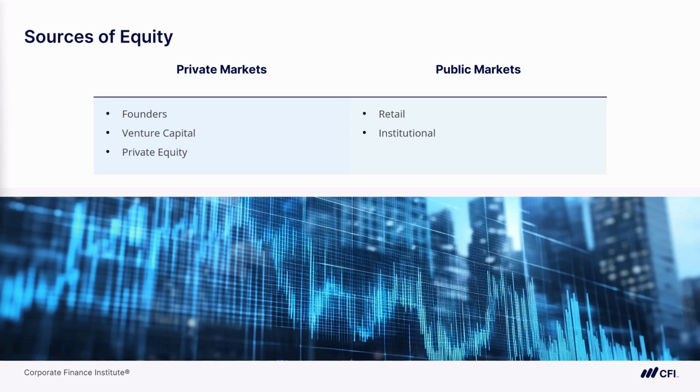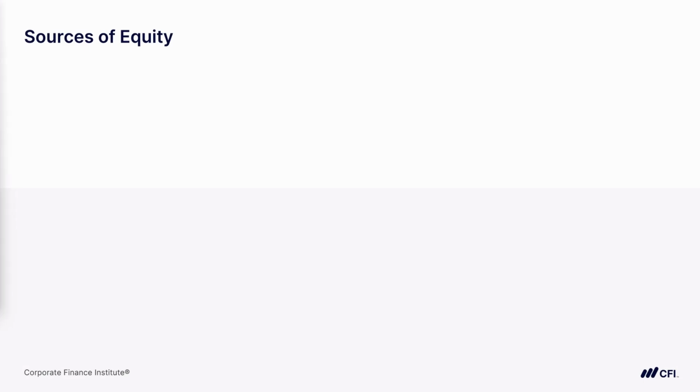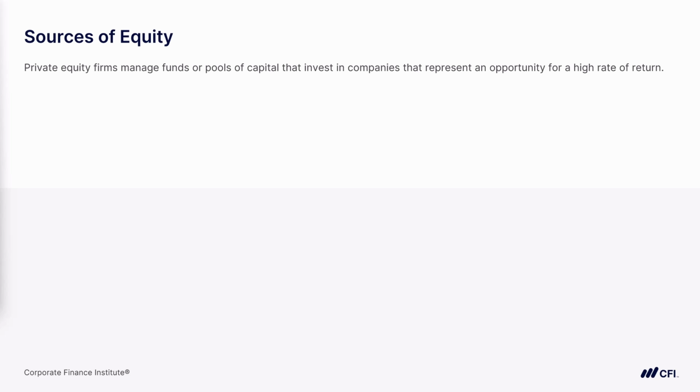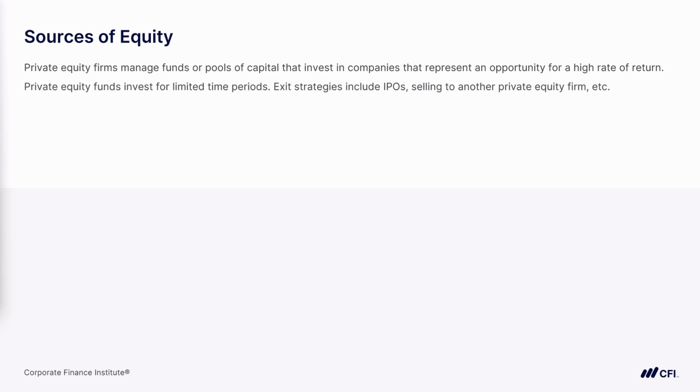And in the next discussion, we're actually going to focus in on the venture capital and the private equity firms. So if we continue our discussion on the sources of equity and focus in on private equity firms, we can understand that they manage funds or pools of capital that invest in companies where they see an opportunity for a high rate of return. Now keep in mind that these funds invest only for limited time periods. They're always trying to look for exit strategies, which could include an IPO, which is an initial public offering, or they could sell to another private equity firm.